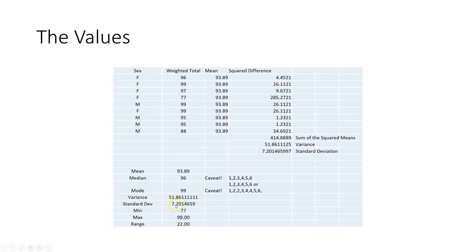And the standard deviation was 7.201. Your minimum value is 77, your maximum value is 99, thus your range was 22. Your range, or your variation, was 22. A little bit more detail on how to calculate those values and why those values are important.